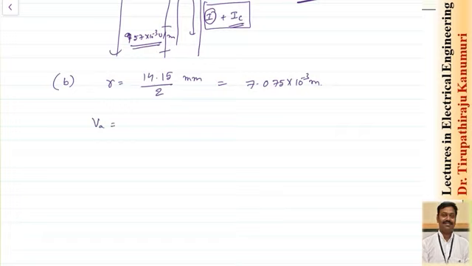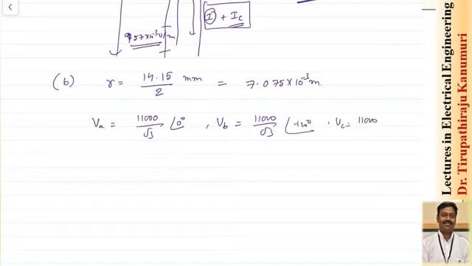So, I can calculate my VA, which is given as 11 kV. This becomes 11 kV by root 3 at an angle of 0 degrees, and the value of VB is equal to 11 kV by root 3 at an angle of minus 120 degrees, and the value of VC is equal to 11 kV divided by root 3 at an angle of minus 240, or plus 120 degrees.